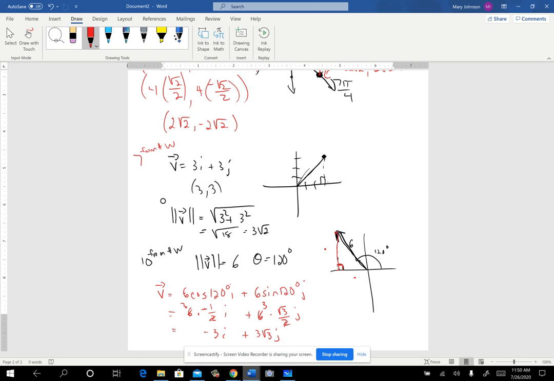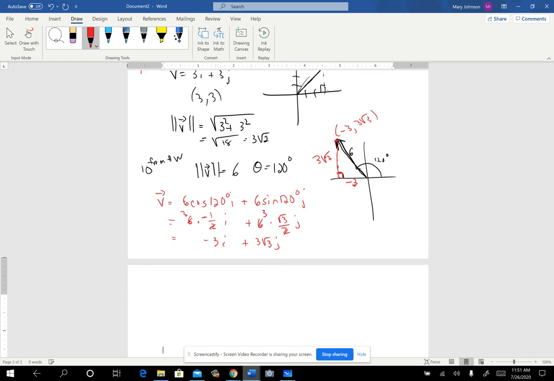And it's really telling us that that terminal point right there would be at -3, 3 square root of 3. It's telling us that this is going to the left 3 units and then going up 3 square root of 3. So making those connections can just help you make sense of things. All right, so let's keep going. Let's try a complex number.